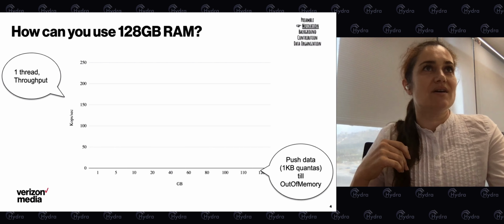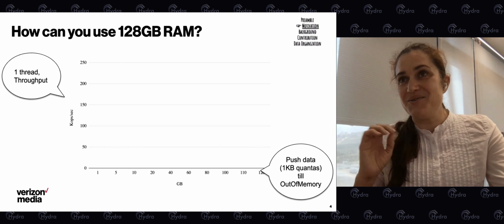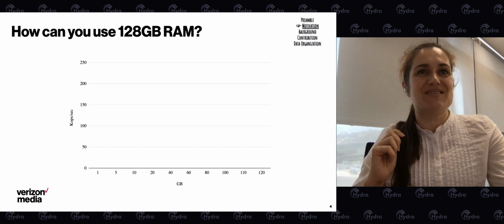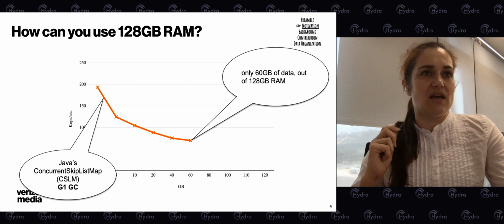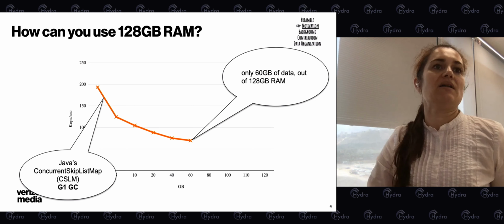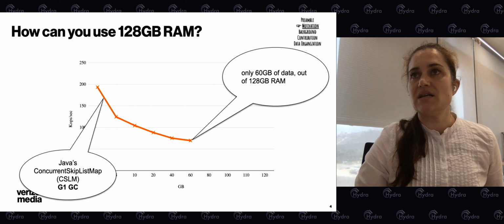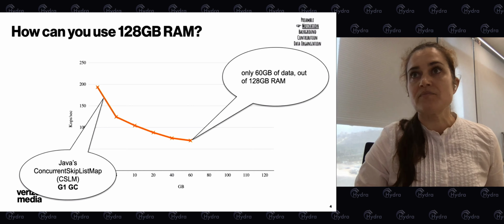And usually I would ask the audience to say where do you think it's going to end, but currently I'm just going to answer it myself. So here's the graph. As you can see, it's the representation of the concurrent skip list map. It's on-heap, and we are stopping at 60 gigabytes. Okay, so out of 128, you have almost just half.